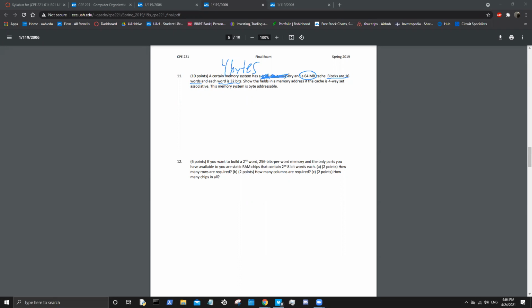And then it tells you to show the fields of the memory address if the cache is 4-way set associative. So this tells you that there are 4 blocks per set. So one set is equal to 4 blocks.